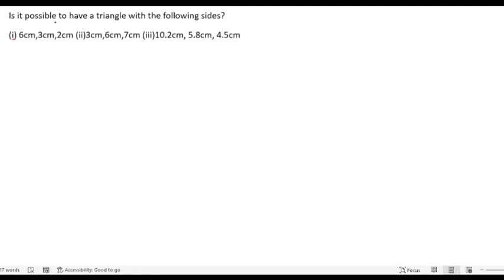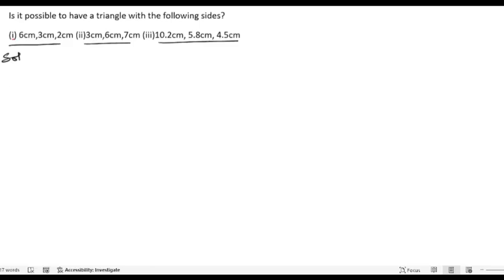Is it possible to have a triangle with the following sides? So these are the given sides and there are three bits. We need to show whether it is possible or not to draw a triangle. Okay, so let us start the first bit.